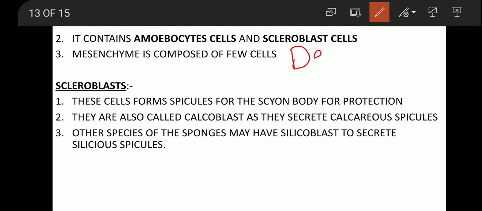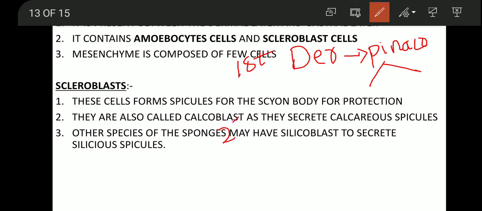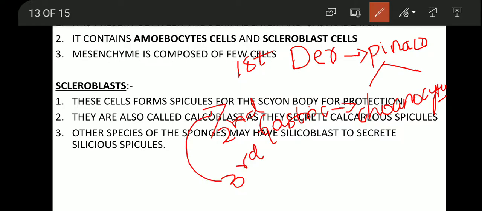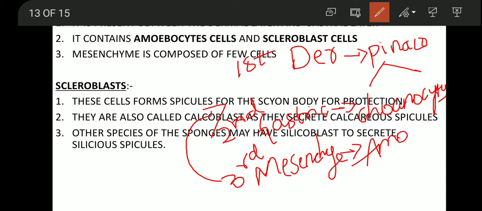The first layer is called the dermal layer. Which type of cells do we find? We find pinacocytes, and in the pinacocytes we have two types of cells. The second layer is called the gastric layer, and the cells of this layer are called choanocytes. The middle layer, I am not saying third layer, it is the middle layer, is the mesenchyme, and the cells of these are called amebocytes and scleroblast cells.